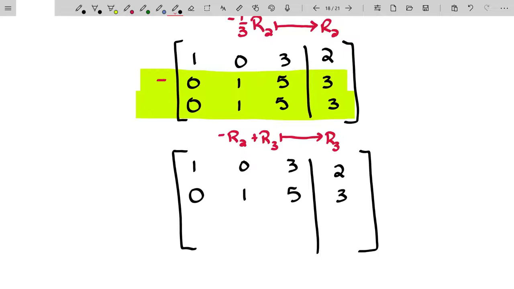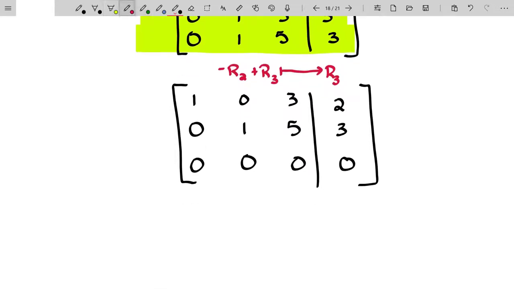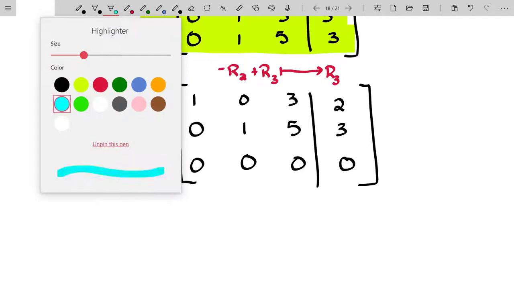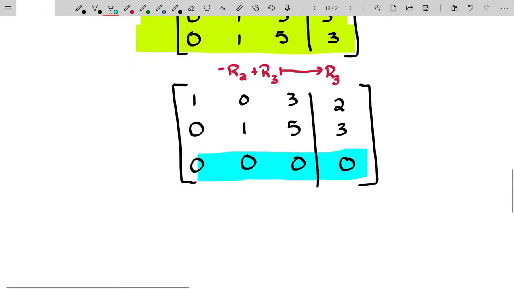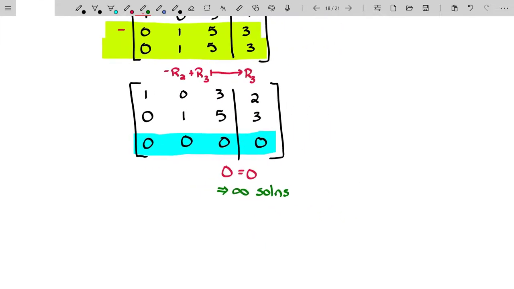Now we'll take the opposite of row 2 and add it to row 3. And when you do that, you get this. That tells me right there, so I'm going to go ahead and highlight this to showcase this. This right here tells me that 0 is equal to 0, or in other words, infinite solutions. S-O-L-N-S means solutions to me. So at this point, I would still continue forward with the elimination method.